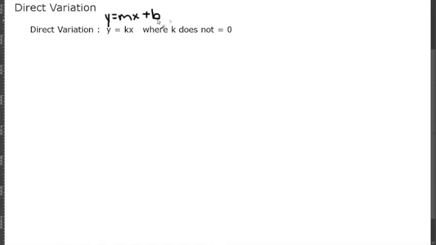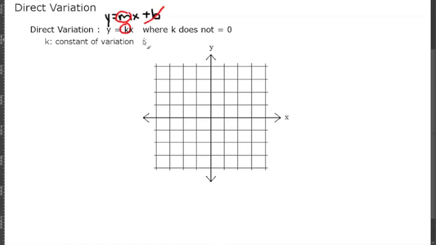In this case with direct variation, there is no y-intercept, so you can take away that b, and m and k are variables, so m can be equal to k. K is just a different variable that we use to describe direct variation. In our case, k is the constant of variation. An equation that fits this formula would be y equals 2x, where 2 equals our constant of variation.